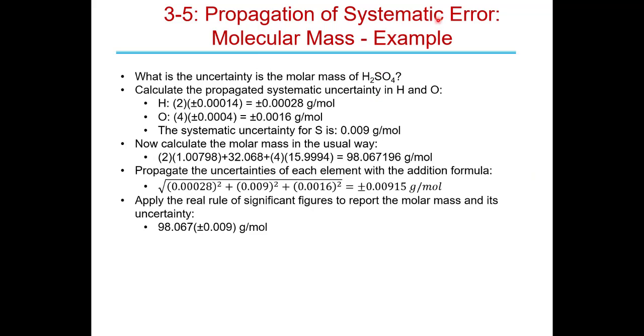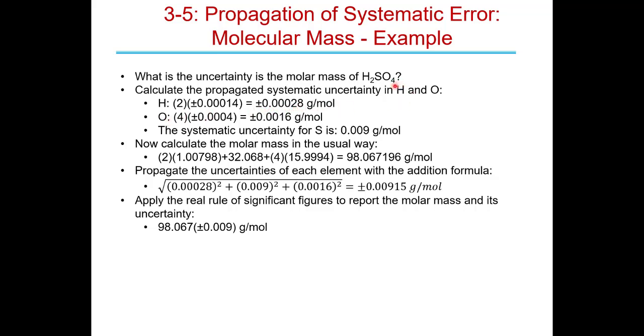Let's do an example of propagating systematic error when we're calculating the molecular mass of a formula. So what's the uncertainty in the molar mass of H2SO4? That's the molecule that when dissolved in water would give us sulfuric acid. So the first thing we're going to do is propagate the systematic uncertainty in the hydrogen and the oxygen, since those are the atoms that we have more than one of. So hydrogen, we have 2 of those atoms in H2SO4, and the uncertainty in the molar mass of hydrogen off the periodic table from the front of your book is 14 in those last 2 digits, so plus or minus 0.00014. So we multiply that by 2, we get plus or minus 0.00028 grams per mole.